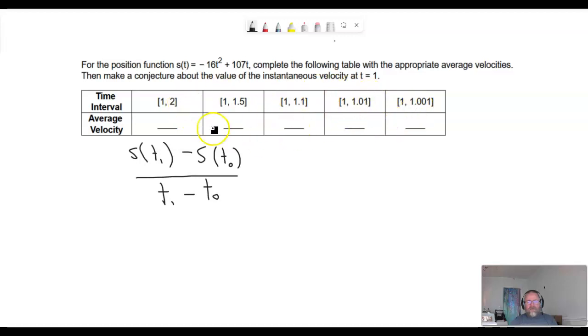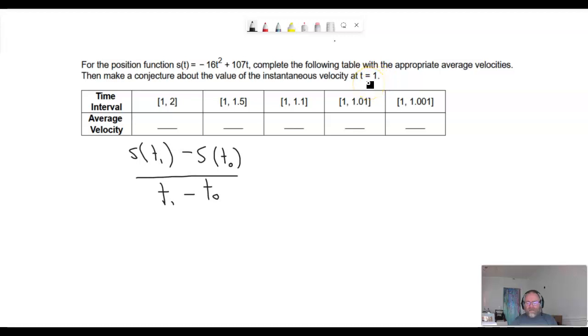Today we're going to take a look at this example from section 2.1, and this is finding average velocities. What we're going to do is pick values as we go up that are closer and closer to the value that we want to find our instantaneous velocity at, and then we're going to make a conjecture. A conjecture is our best guess for what the actual instantaneous velocity is at t equals 1.